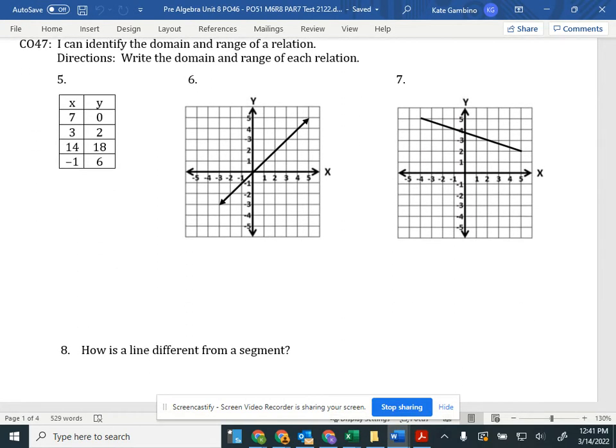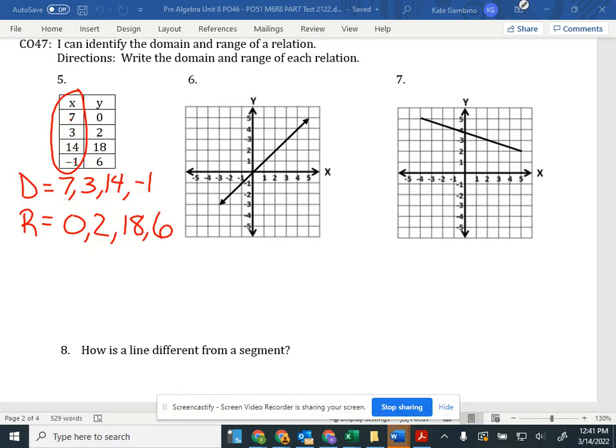I can identify the domain and range of a relation. Ooh, there was quite a few. I got the first one and number 5 and number 7. We got a little confused. The domain, remember, is our x. So it's not 7 to -1, -1 to 7. It's just the x's listed in the table. So when we have our function table, it is just the x's that we have listed there. The range is just the y's.